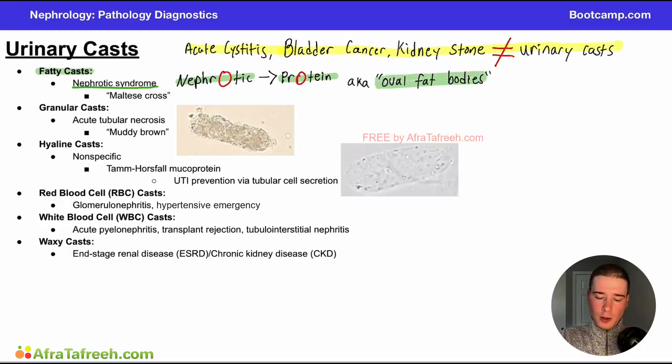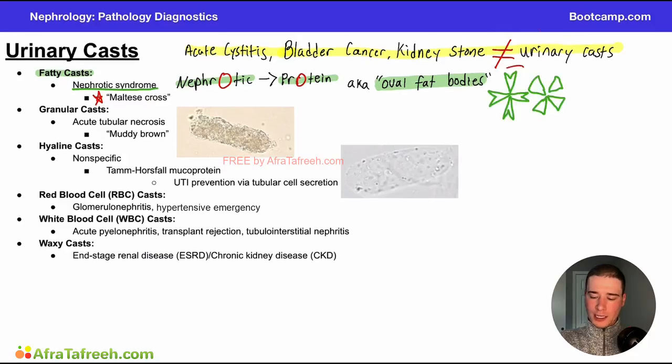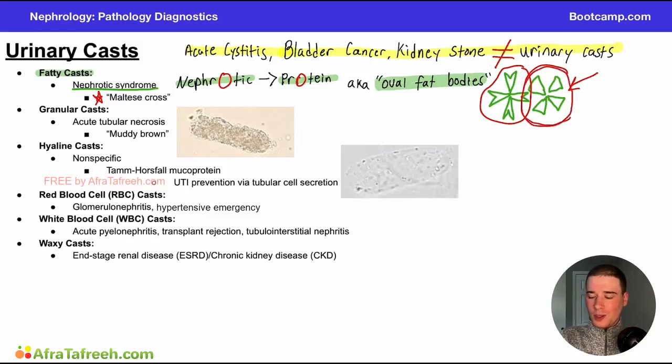Key point I want you to remember here is that these are also associated with something called a Maltese cross. Essentially what that means is that when you look at these casts on microscope, you will see something that kind of has a Maltese cross appearance. So whereas a typical Maltese cross might look something like this, if they were to show you something approximately about that shape, maybe with a little bit more smudging, that is approximately the shape of a Maltese cross, and that's indicative of a fatty cast.